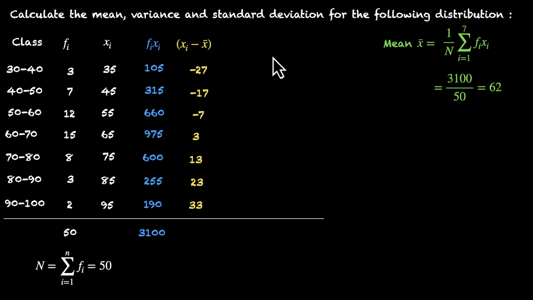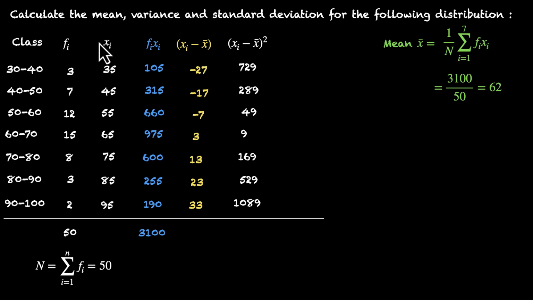Next, we square this. So xi minus x bar squared. So 27 squared is 729. 17 squared is 289. 7 squared is 49. 3 squared is 9. 13 squared is 169. 23 squared is 529. And 33 squared is 1089. Now we have the squares of the difference between these values and the mean.